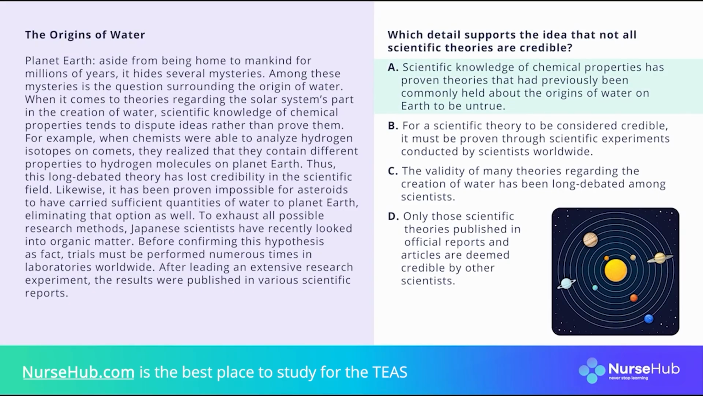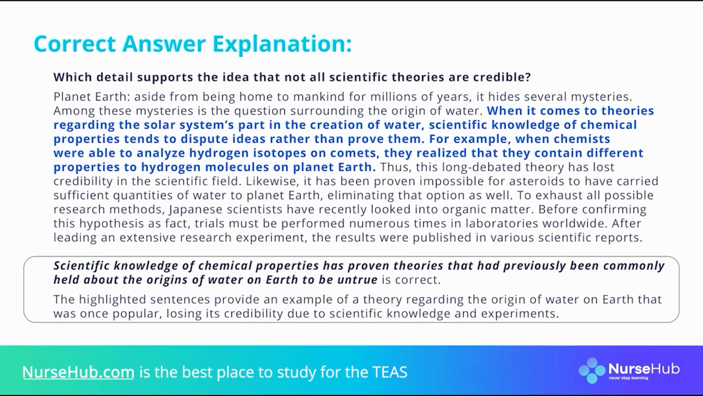Here's the correct answer. Scientific knowledge of chemical properties has proven theories that had previously been commonly held about the origins of water on Earth to be untrue. So the highlighted sentence on your screen provides an example of a theory regarding the origin of water on Earth that was once popular, losing its credibility due to scientific knowledge and experience.